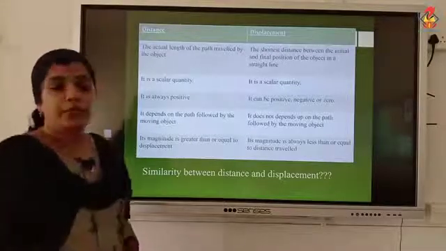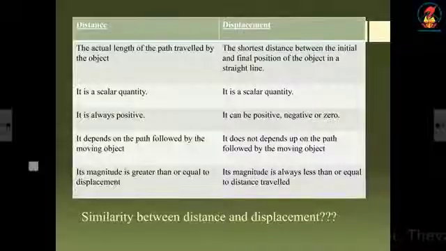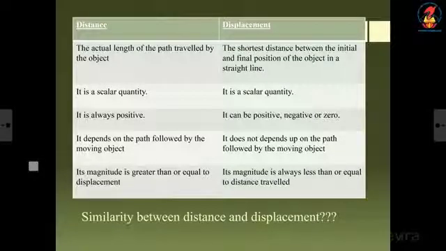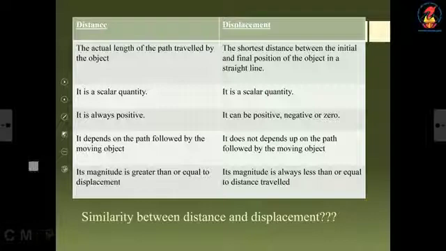Now, what is the difference between distance and displacement? Distance is the actual path or actual length of the path traveled by an object. Displacement is the shortest distance between the initial and final position of an object in a straight line.